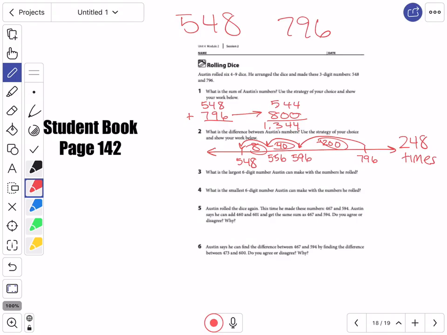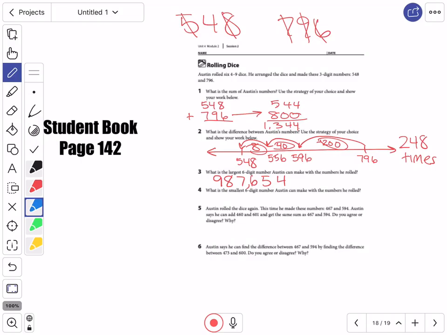What is the largest 6-digit number that Austin can make with the numbers that he rolled? Well, the largest number I see is 9. The next largest number I see is 8. So I'm going to cross the numbers out as I go. And then I see a 7, and then I see a 6. I also see a 5, and I see a 4. So the largest number I can make is 987,654.